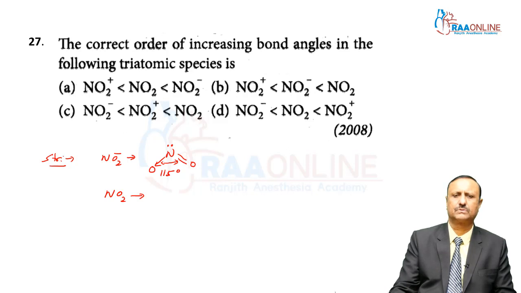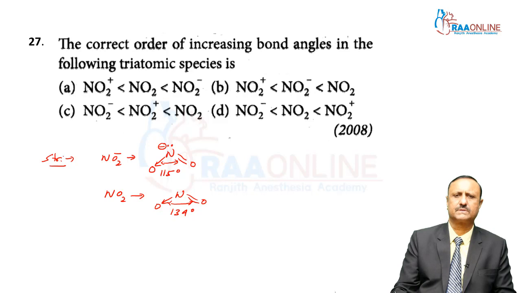In NO2 minus, one negative charge is present. In the NO2 molecule, no negative charge is present. So, repulsion is high in the 115 degree case. In the NO2 molecule, the repulsion is less. So, you can get a 134 degree angle.